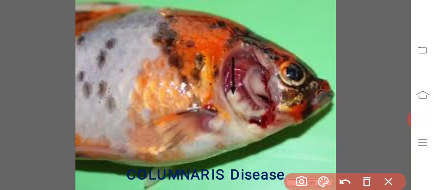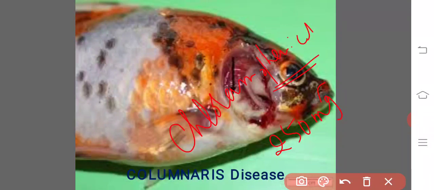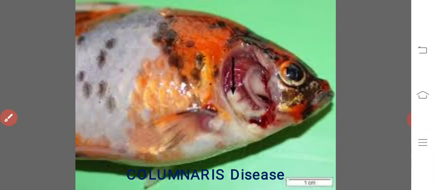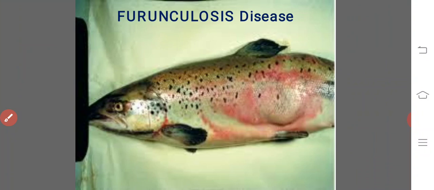These are the symptoms of the columnaris disease, and the control measures are 250 mg capsule of chloramphenicol added per gallon water. Otherwise, oxytetracycline at 75 mg per kg fish body weight per day, they are very effective in controlling the disease. What are they? Chloramphenicol and the oxytetracycline.